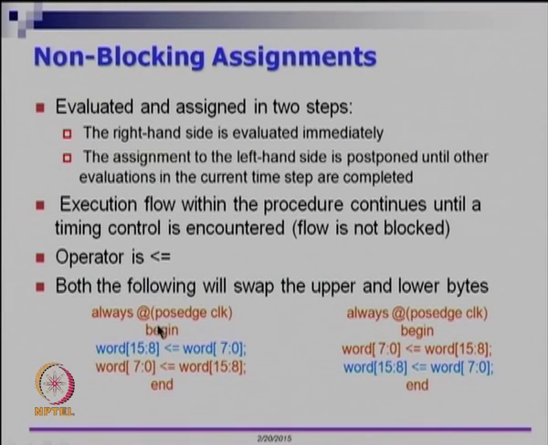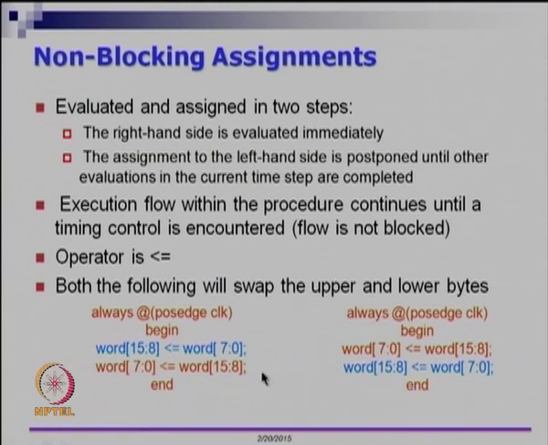So, when the clock pulse comes in, that is the current time step. What are all the different evaluations that have to be there? I need to evaluate 7 colon 0 and I have to evaluate 15 colon 8. What are the assignments that I have to do? I have to do assignments to 15 colon 8, I have to do assignments to 7 colon 0, right. So, all the right hand evaluations happen immediately and the evaluations are all done in one go, and finally all the assignments happen in one go.